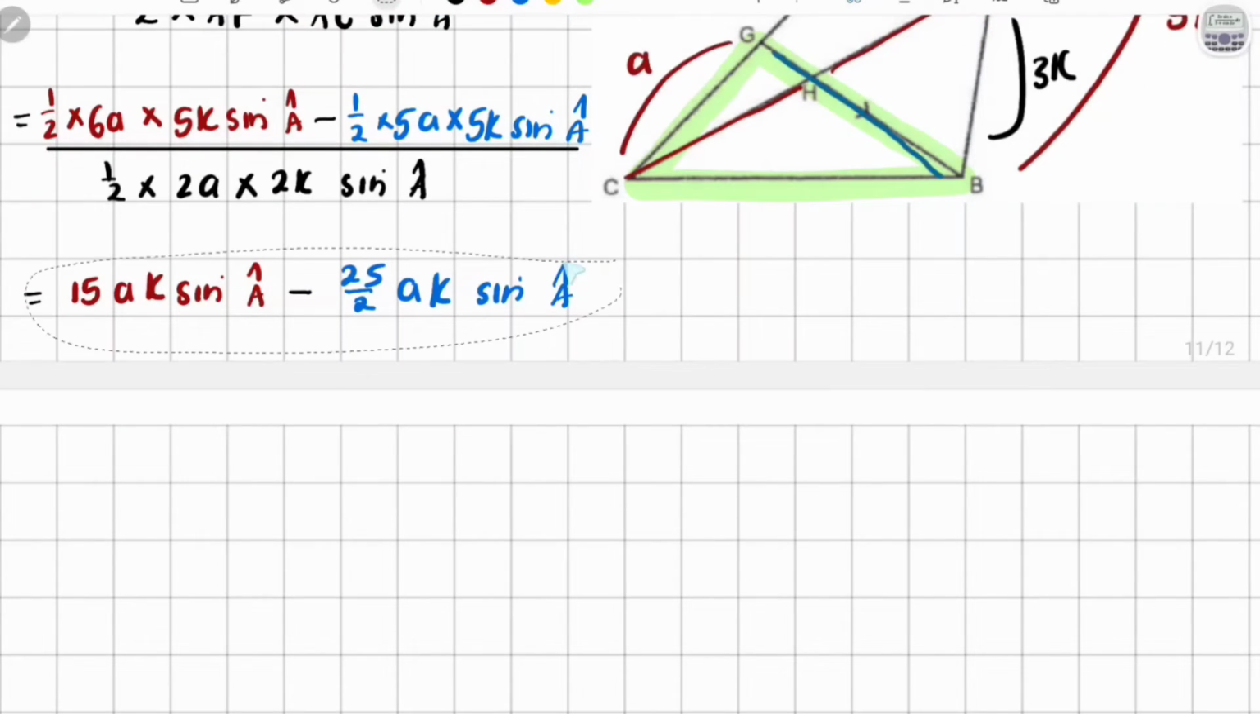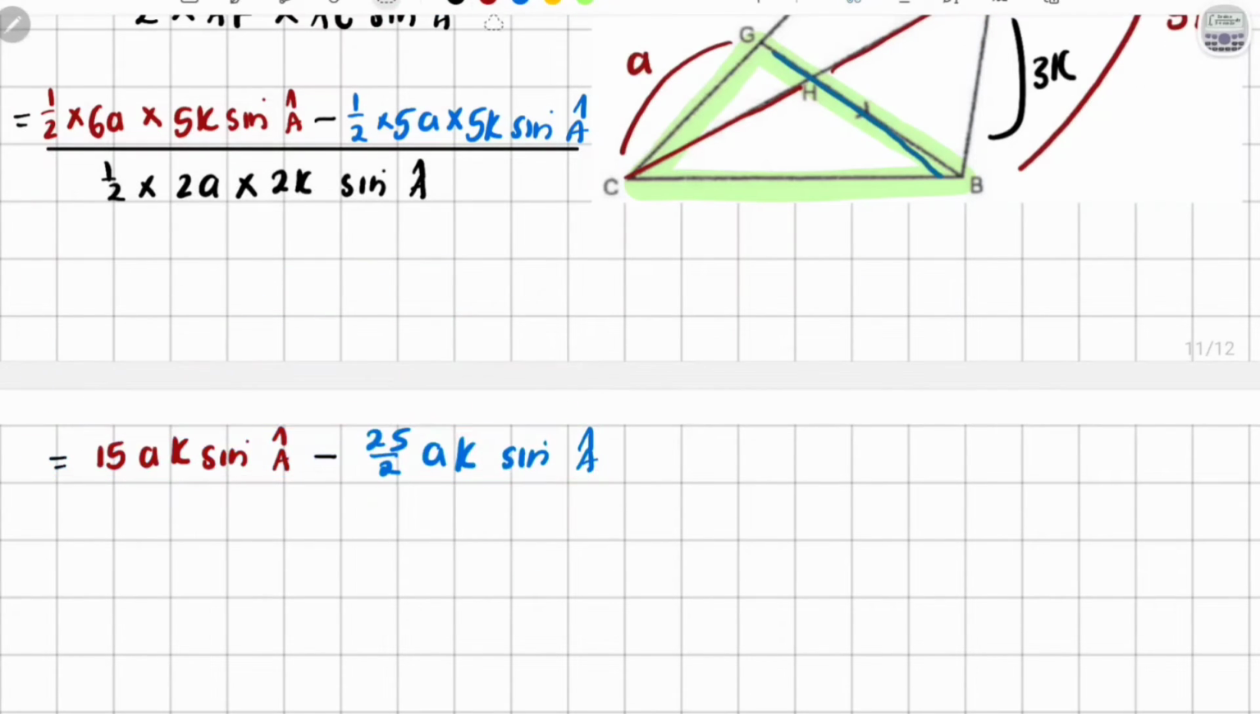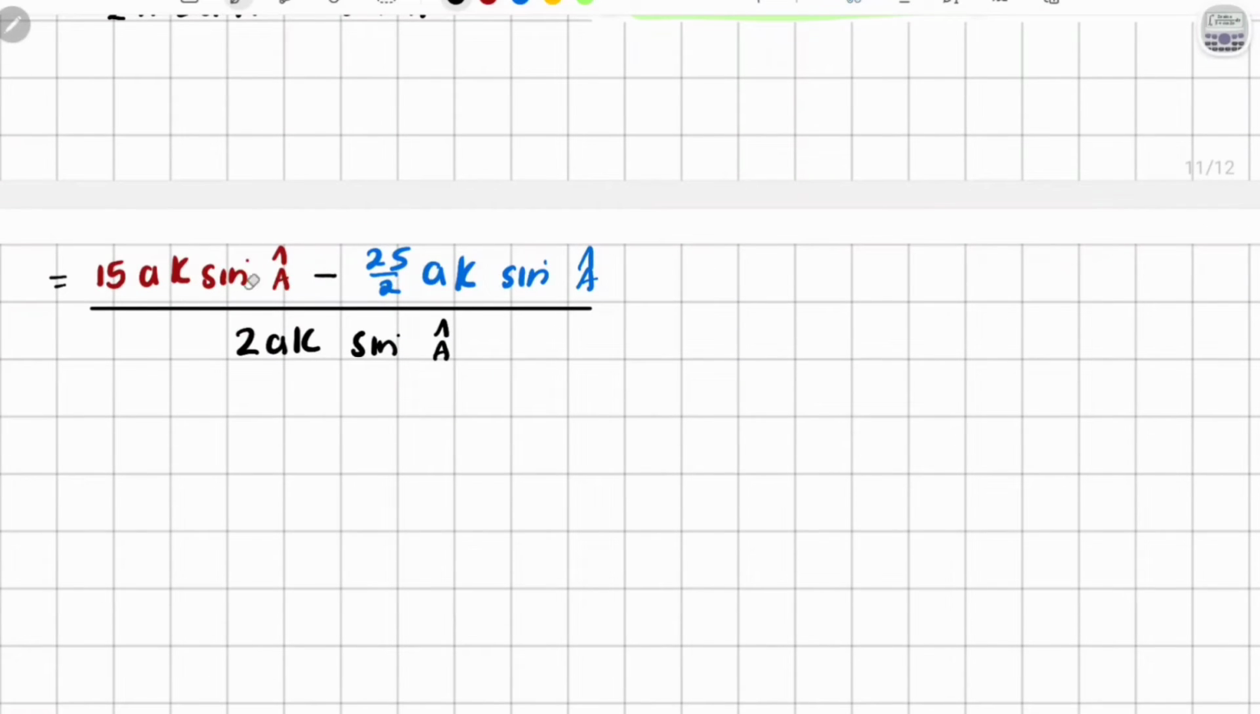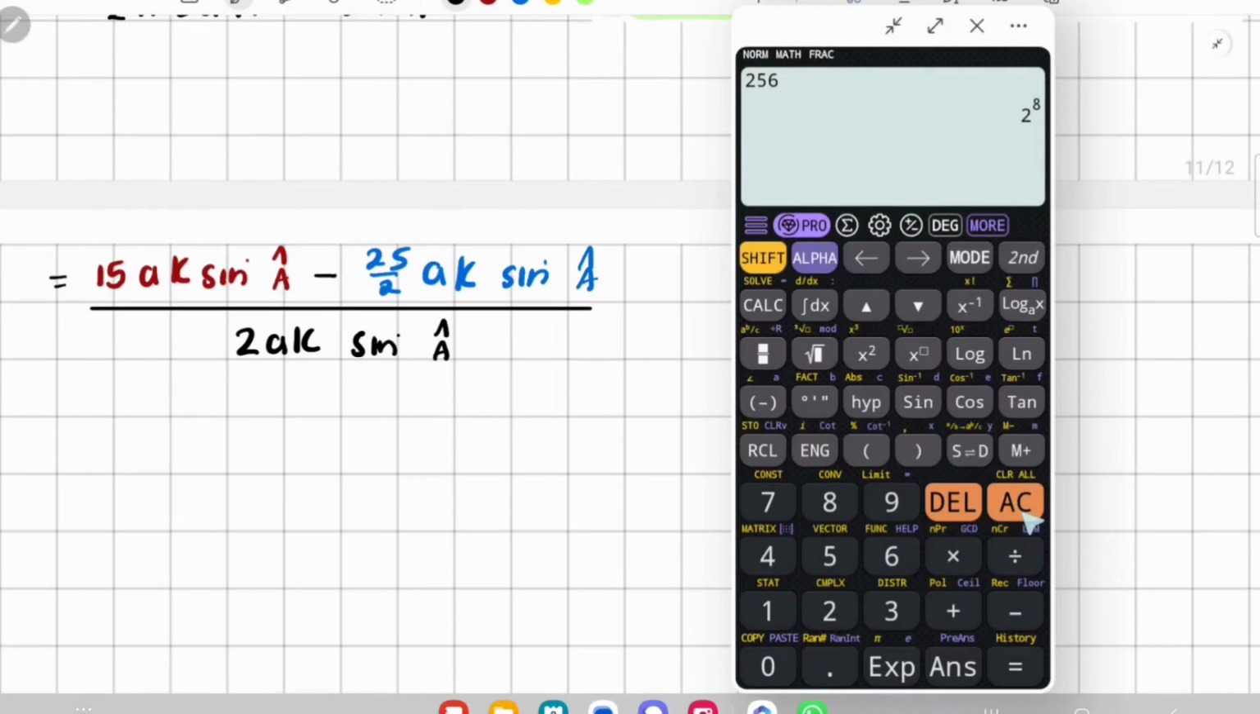Okay, then this goes over what we have on the denominator, which is a half times 2 times 2 is 4. 4 times a half is 2. So that's 2AK sine of angle A. And now that's like terms. So we just simplify. What is 15 minus 25 over 2? That gives us 5 over 2.